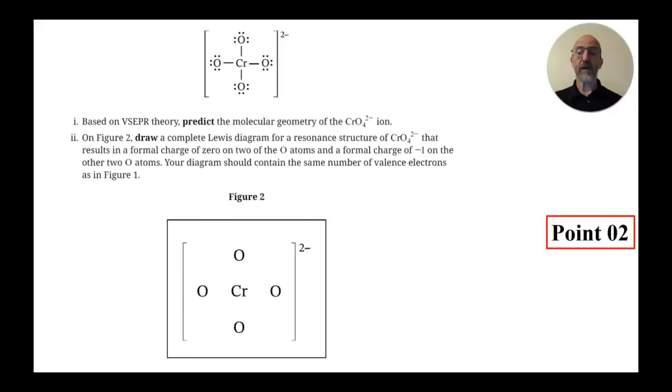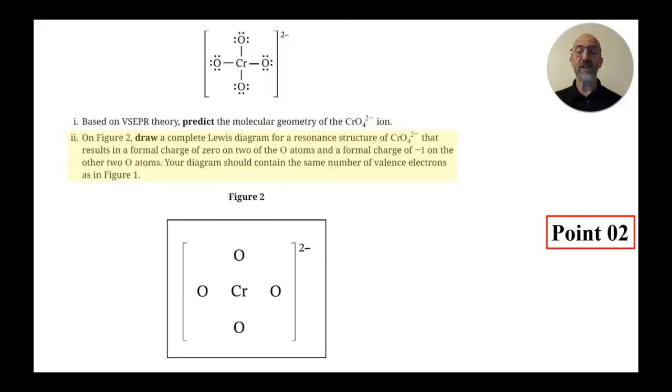Now for the second point, it says on Figure 2, draw a complete Lewis diagram for a resonance structure of the chromate ion that results in a formal charge of 0 on 2 of the oxygen atoms and a formal charge of -1 on the other 2 oxygen atoms. Your diagram should contain the same number of valence electrons as in Figure 1. So in Figure 1, we have a total of 32 electrons. We're going to use 32 electrons for the diagram in Figure 2.